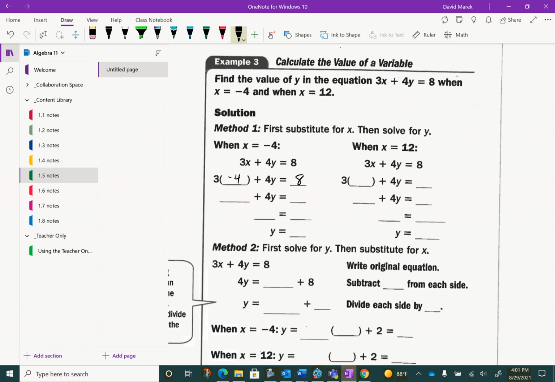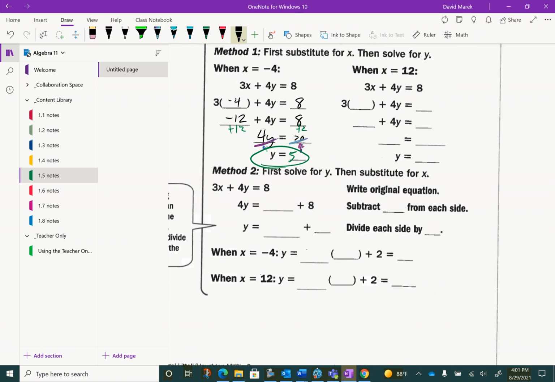Simplify 3 times negative 4, that should give us negative 12, still equal to 8. But then we would have to add 12 to both sides. So we'll get 4y is equal to 20. Then we'll do a little bit of division here. We'll divide both sides by 4. 20 divided by 4, y is equal to 5. So again, substitute and then just use our order of operations.